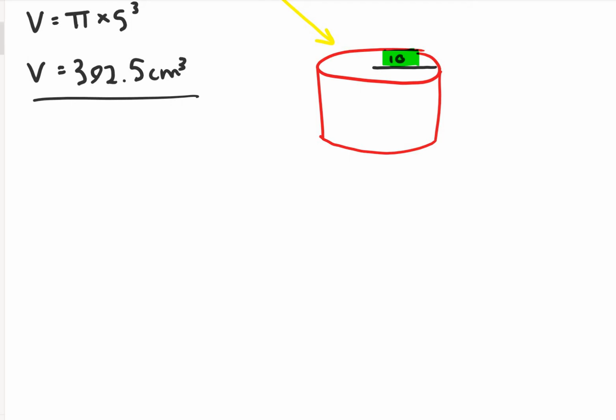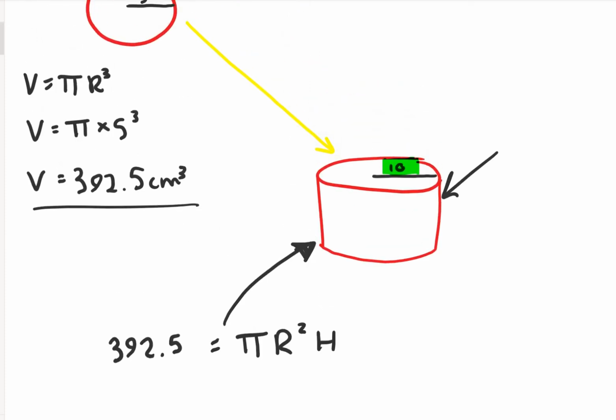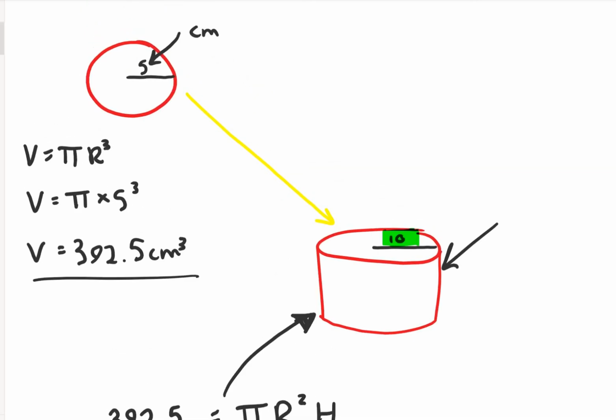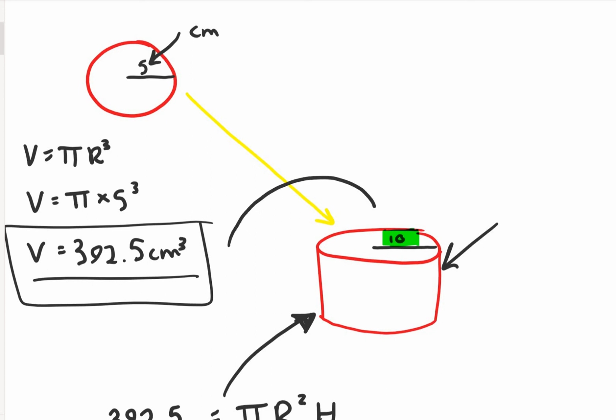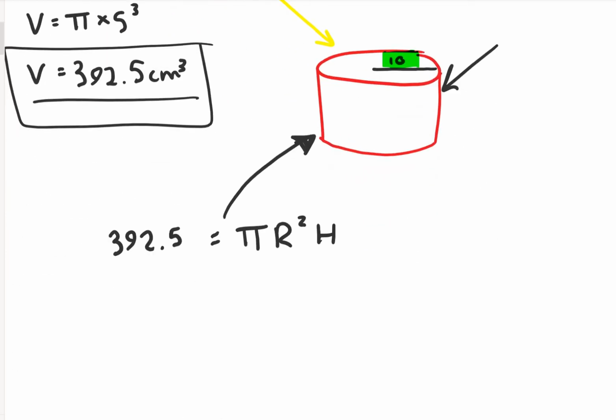So if we come down here then, we can say volume equals, and we're going to write in the volume formula for the cylinder. So volume equals pi r squared h. And now we fill in what we know. Now I know the volume is 392.5. How do I know the volume of this cylinder is 392.5? Well, because the volume of the sphere is 392.5, and I just changed its shape to that, but there's still the same amount of stuff in it. Therefore, the volume of the cylinder is the same.